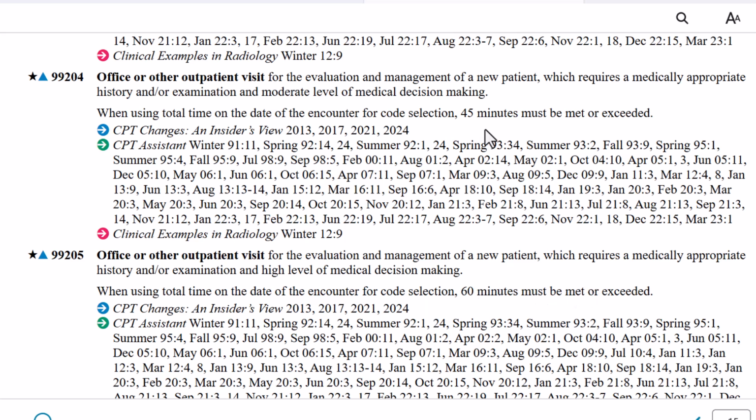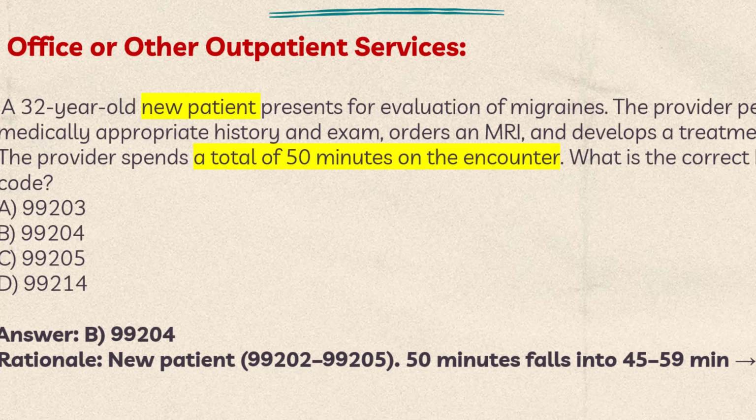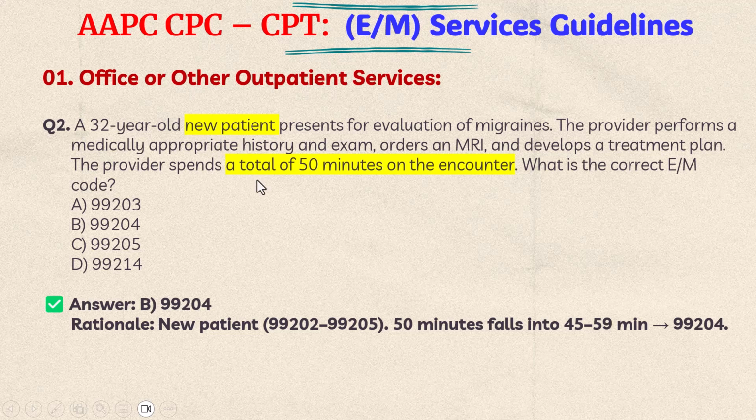But in our case, time spent is 50 minutes. So that is included in this code, 45 minutes and must be exceeded. So the correct code is 99204. So when you go back, you can see the new patient, total time spent is 50 minutes. So the correct code is 99204. So this is the end of this part 1.